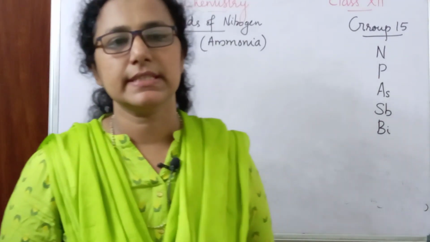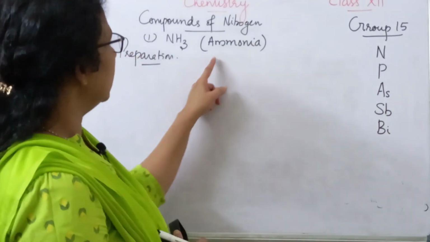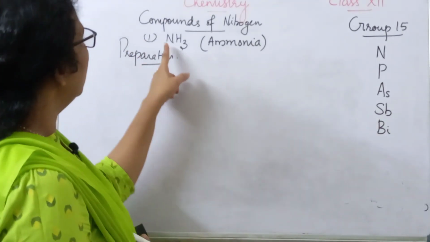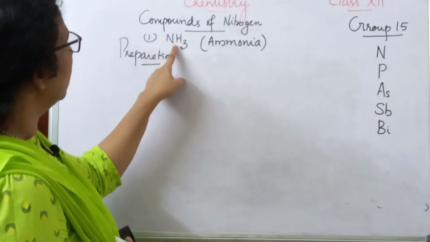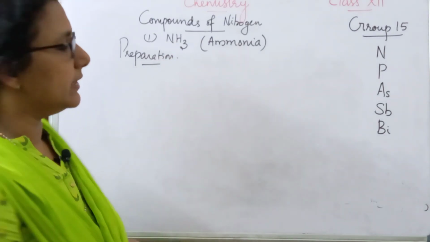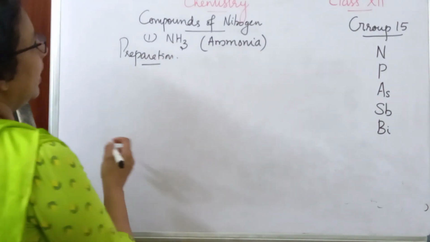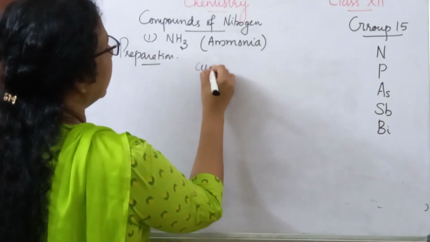Hello students, let us see one compound of nitrogen, that is ammonia. Ammonia is a compound of nitrogen, the formula is NH3. So let us see the preparation. Actually, ammonia is found in air and soil.